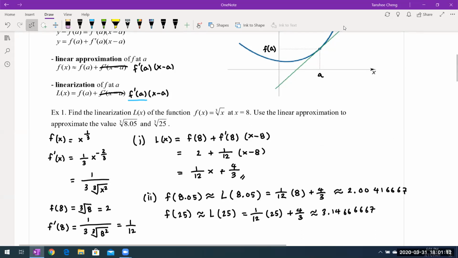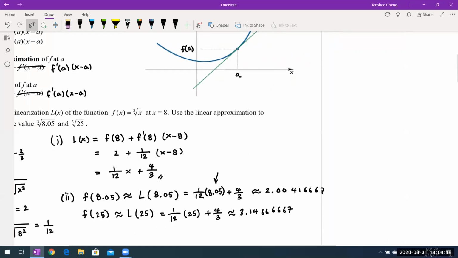So any questions? I made a mistake right here. Instead of 8.05, I put 8 earlier, so make sure you change that. Okay. And now continue to the next example.